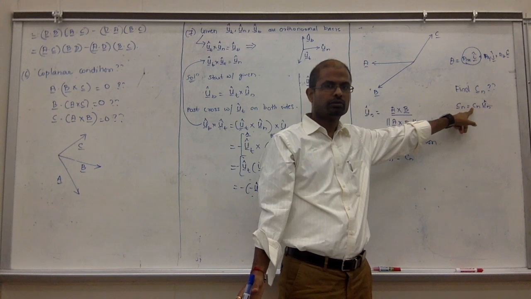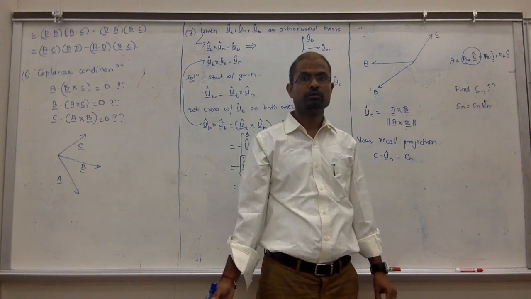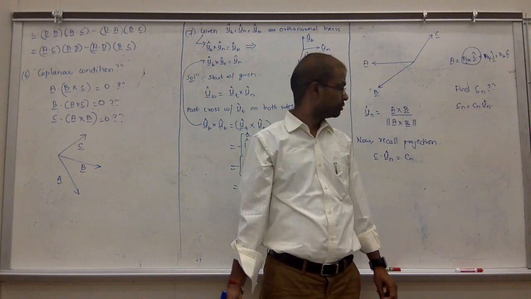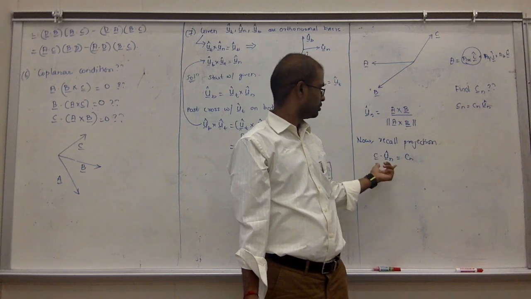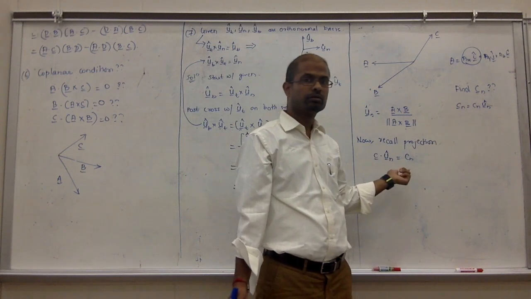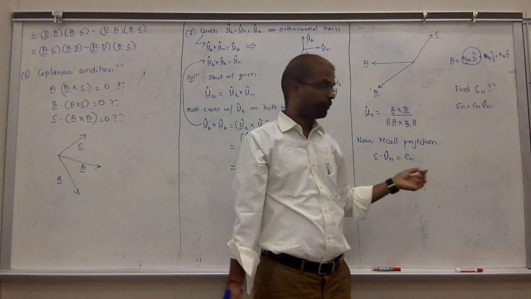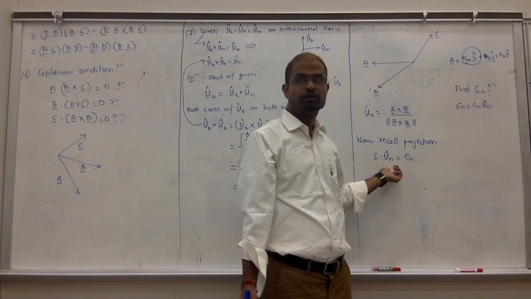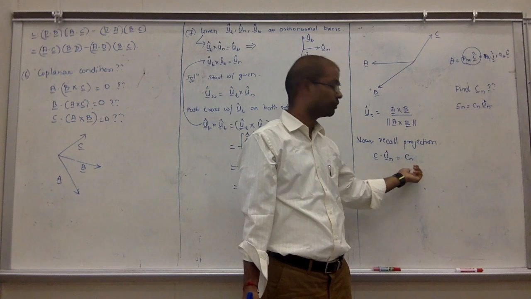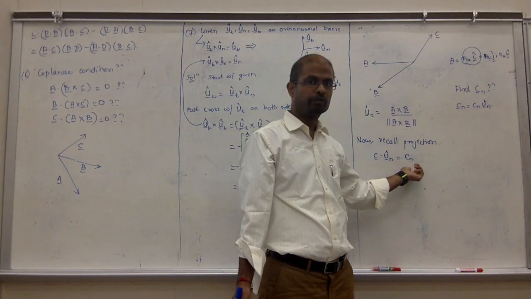Would that C_N just be C? Or no, we have C times the unit vector U equals C? It is not times. Vector C dotted with vector U_N gives us the magnitude of C_N. Right. Okay.